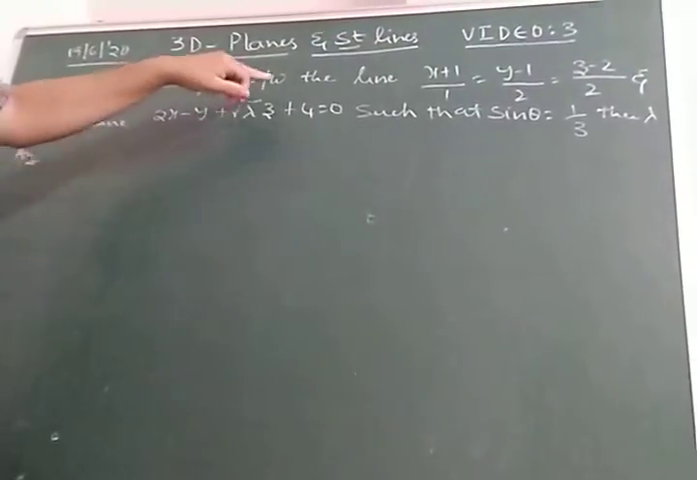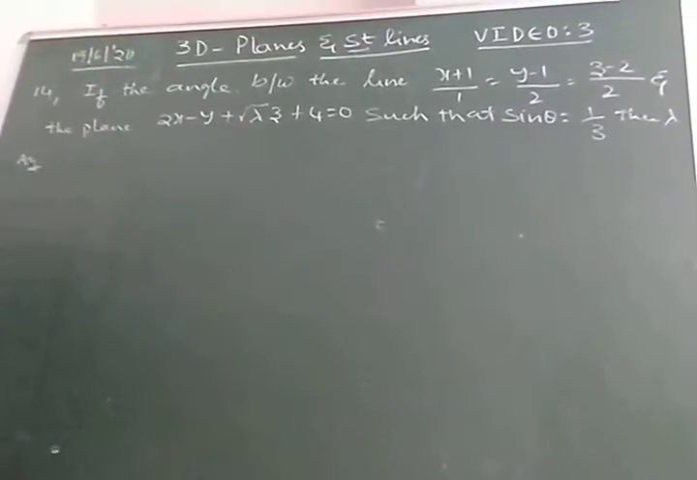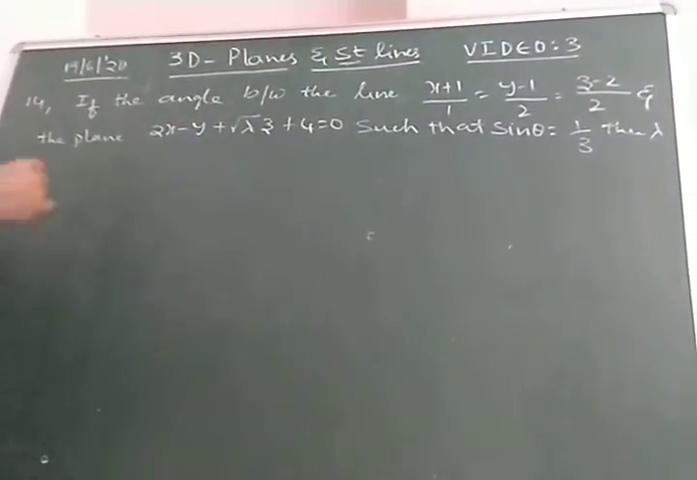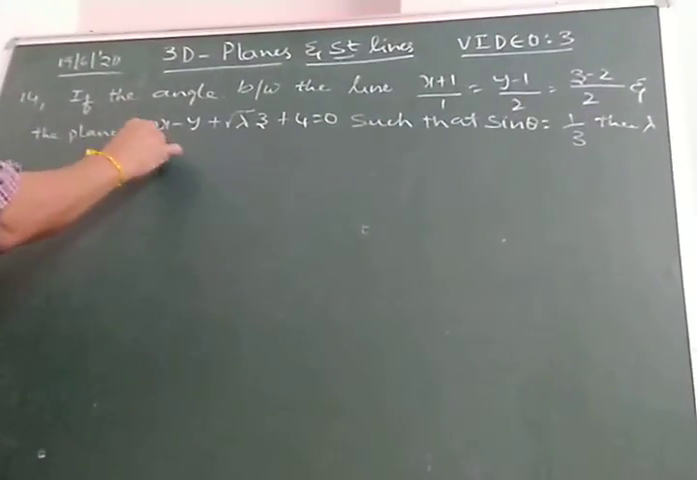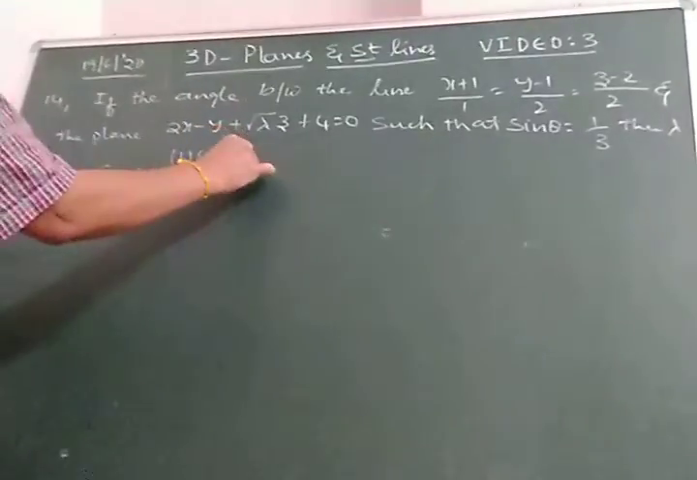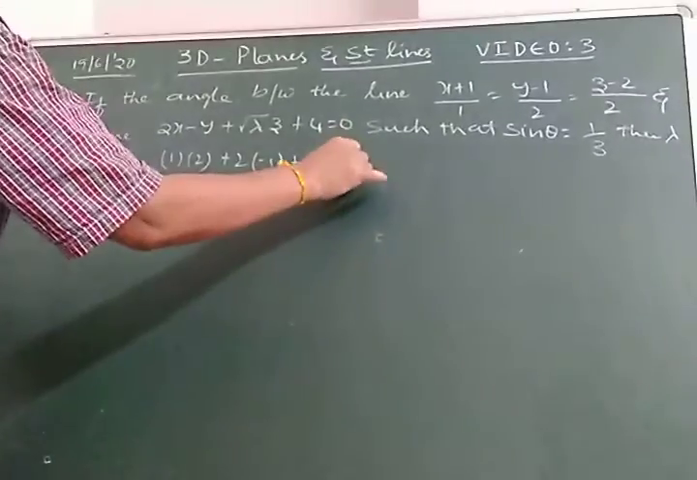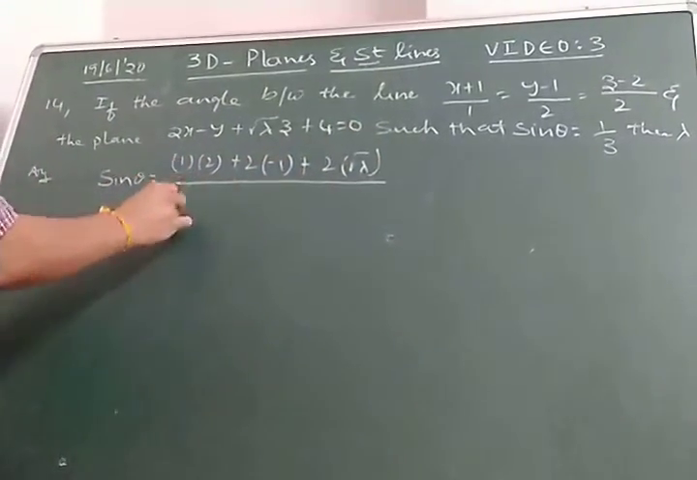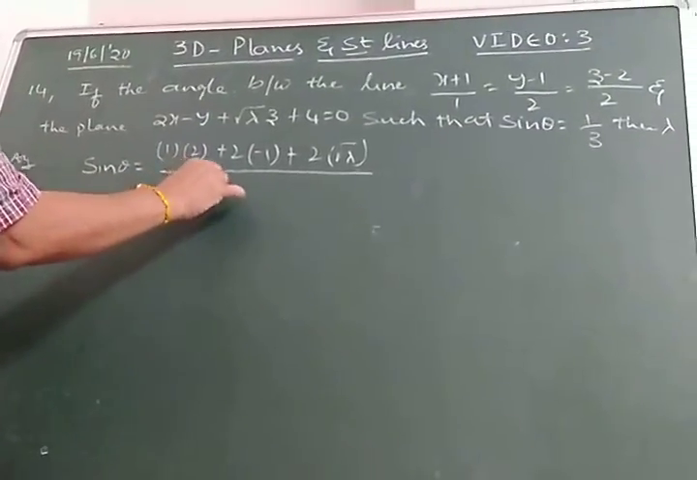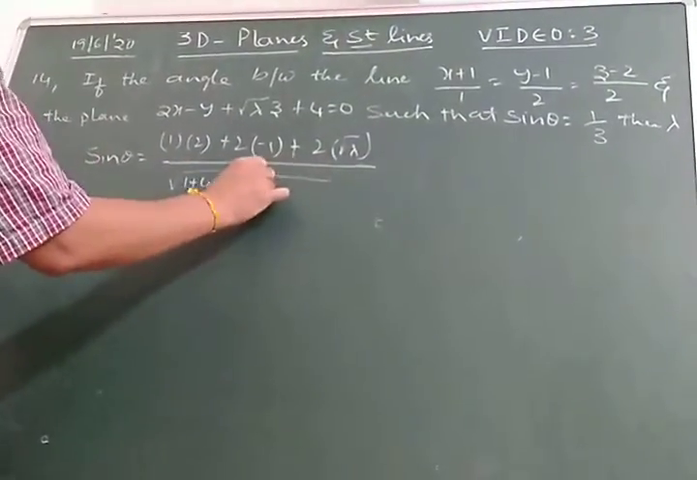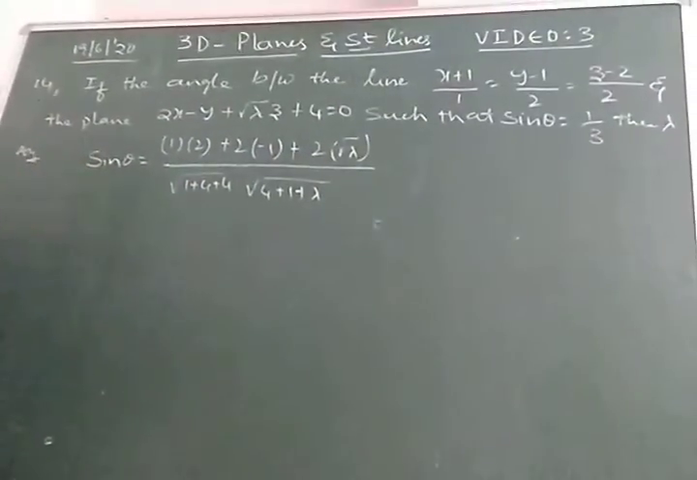The angle between the line and the plane is such that sin theta is equal to 1 by 3. Then lambda is... So, we know that sin theta is equal to (1 into 2 plus 2 into minus 1 plus 2 into minus root lambda) by (square root of 1 plus 4 plus 4) into (square root of 4 plus 1 plus lambda). Given sin theta is equal to 1 by 3.